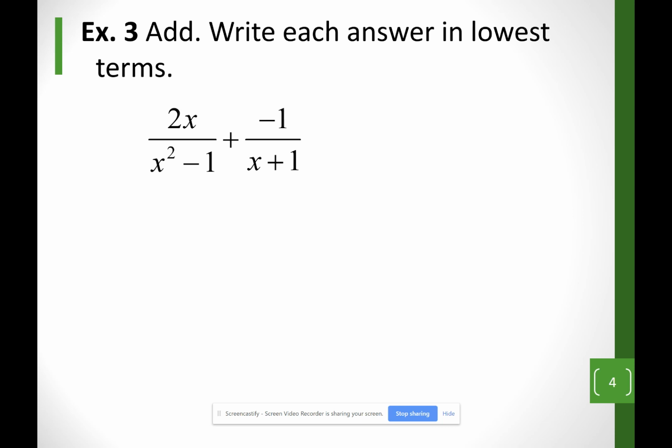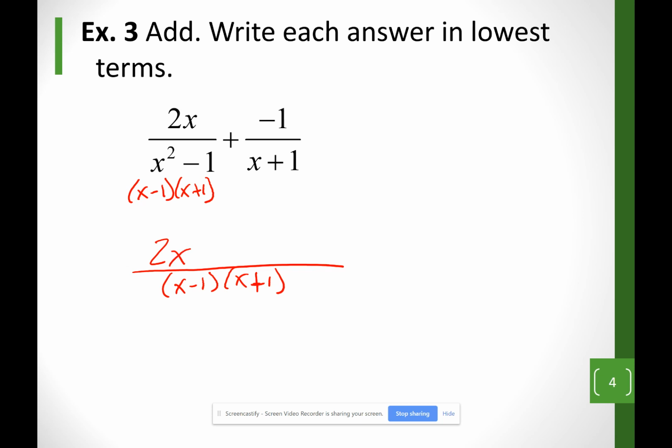Looking at this example, let me take a look at the factors of my first fraction. X squared minus 1, I know I can see that as x minus 1, x plus 1. All right, so my greatest common factor is going to be x minus 1 and x plus 1. So that's going to be my least common denominator. Now, on the first fraction, it seems like I'm not missing anything. So I'm just going to copy the 2x.